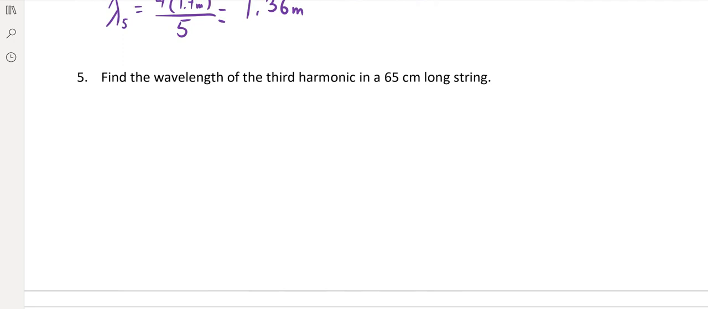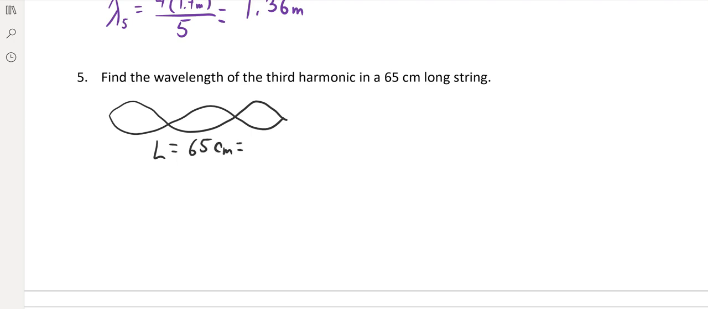Number 5, we find the wavelength of the third harmonic in a 65 centimeter long string. So this is now a string, the third harmonic. How do we draw the third harmonic? It looks like this. And we should know that the length of the third harmonic, in this case, which is 65 centimeters, would be 3 lambda 3 over 2.